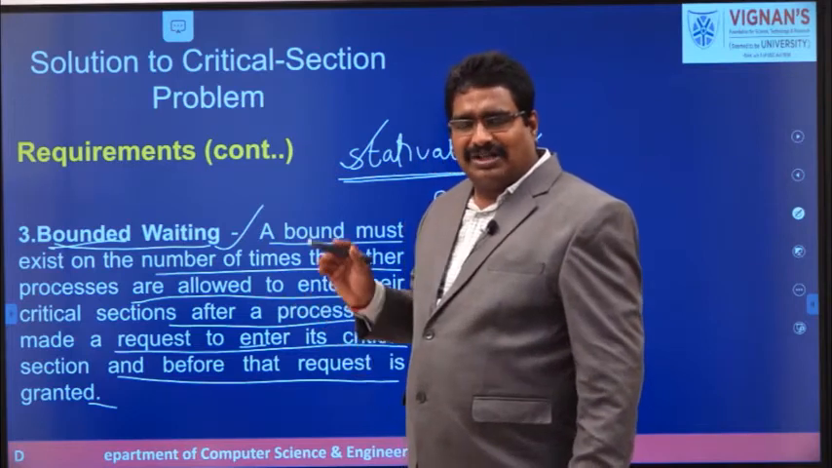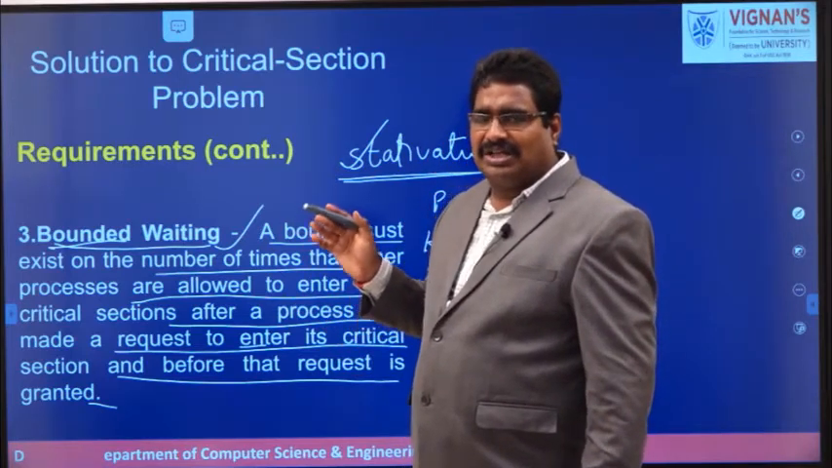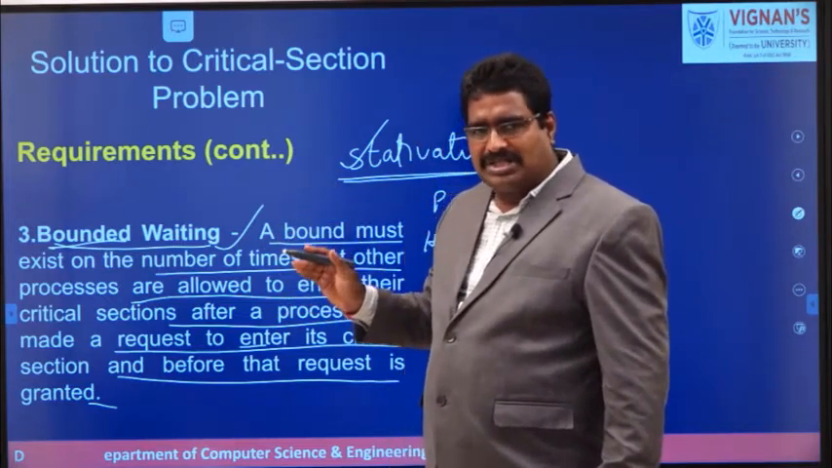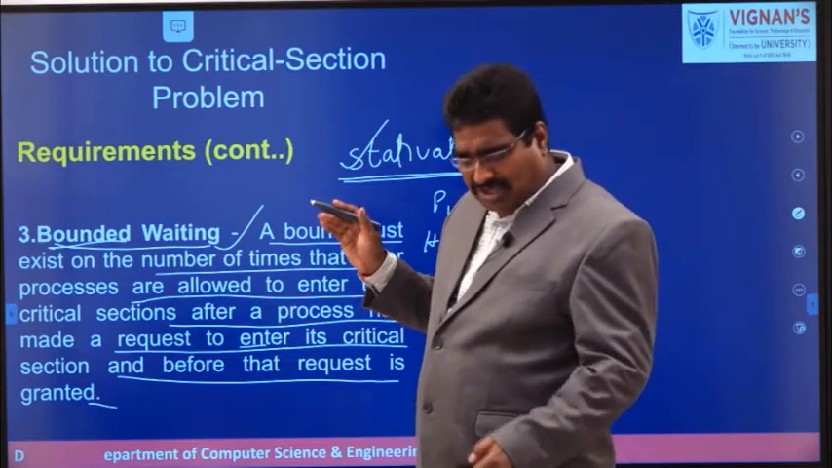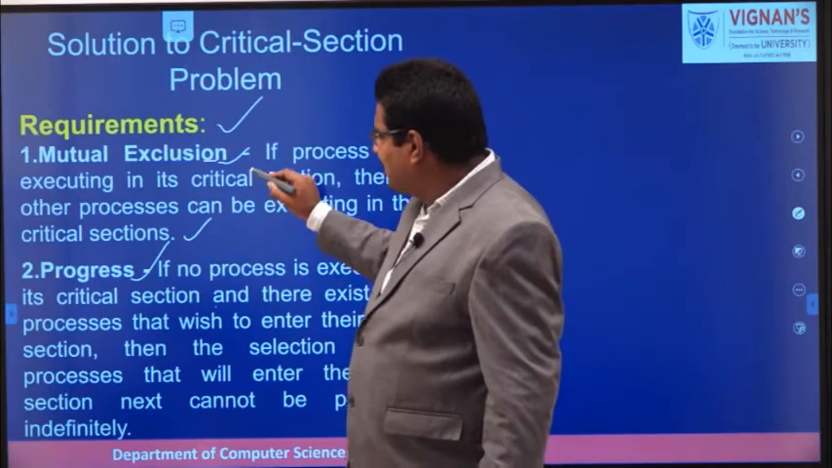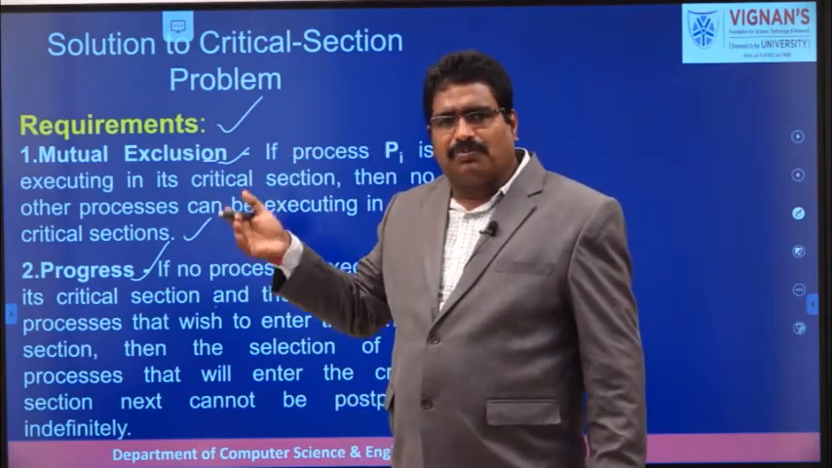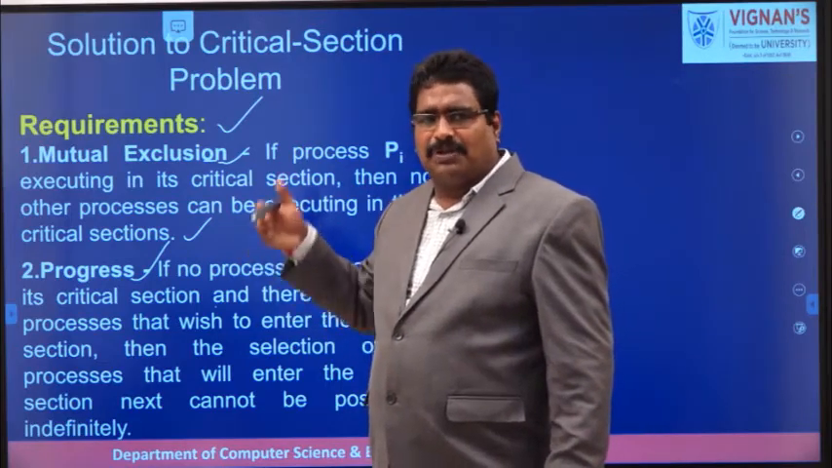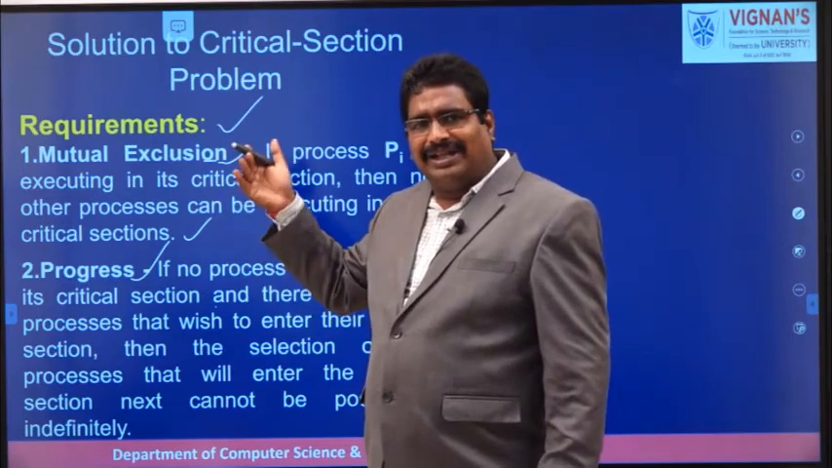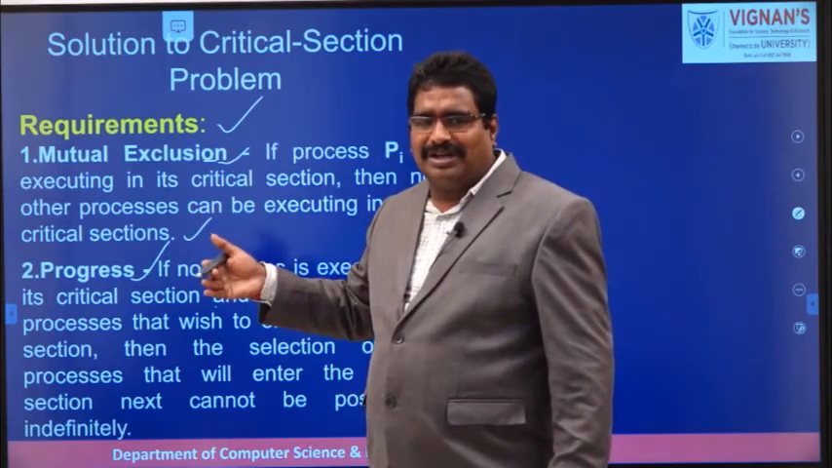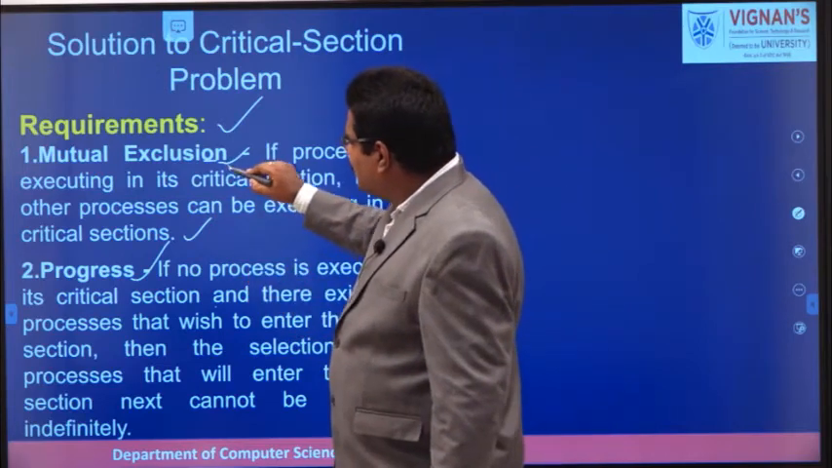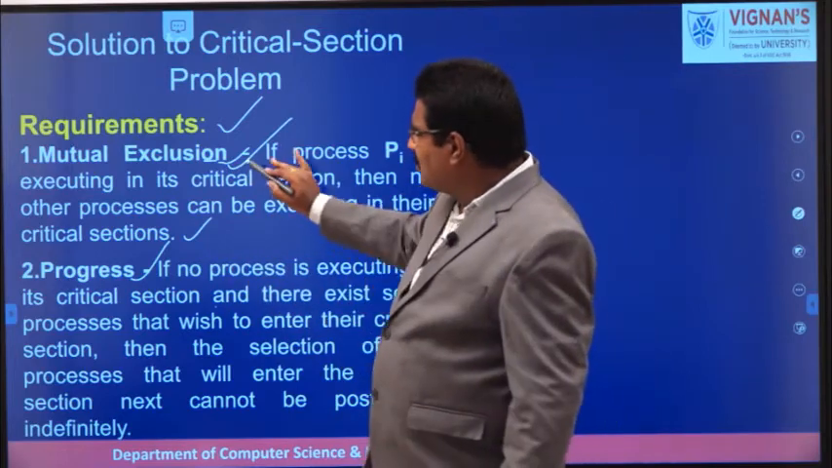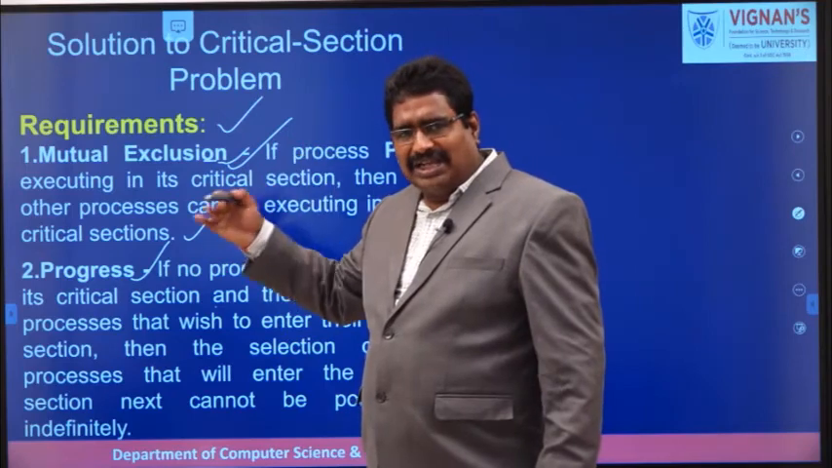I hope you understand what the requirements for the solutions of the critical section problem are. There are three requirements: one is mutual exclusion, another is progress, and another is bounded waiting. What does mutual exclusion say? Mutual exclusion clearly says that at any instant of time, only one process is allowed to enter its critical section. If one process is already in the critical section and some other process wishes to enter, it is not allowed until the currently executing process completes its critical section. So if the algorithm satisfies mutual exclusion, there is no possibility of data inconsistency. Mutual exclusion is sufficient to avoid the data inconsistency problems.